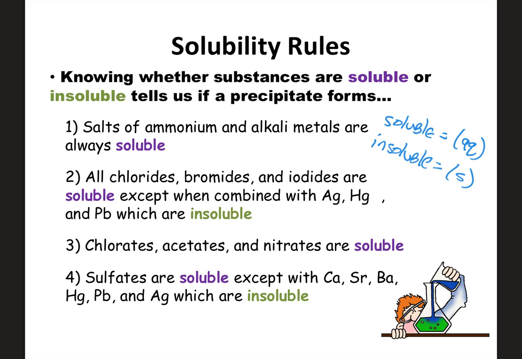Rule 2 says chlorides, bromides, and iodides are usually going to be soluble or aqueous, except when they have silver, mercury, or lead with them. Then they would be insoluble. So if you had silver chloride or lead chloride, that would be insoluble. It would stay as a solid. It would not dissolve in water. Okay, but all the other chlorides, bromides, and iodides would dissolve.